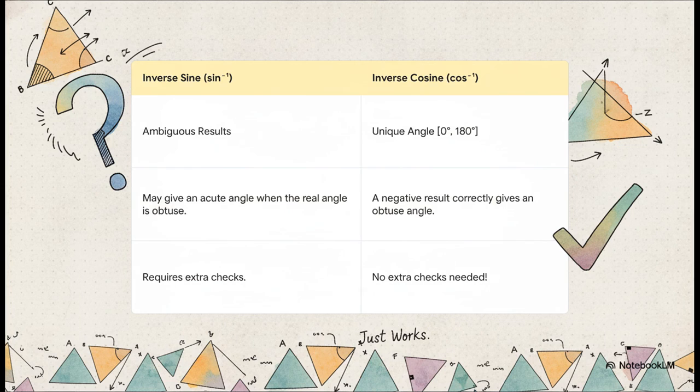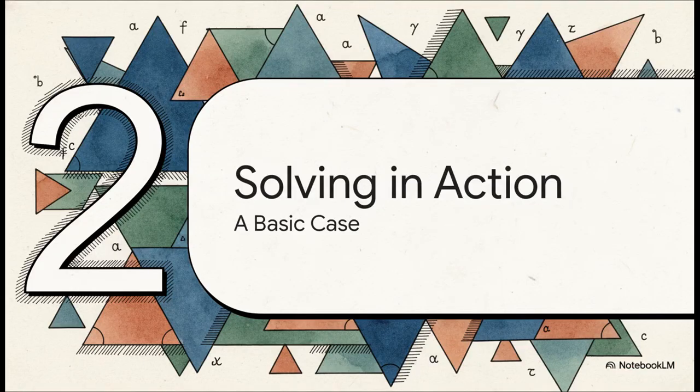So why is this so great? Well, think about when you use inverse sine. It can get kind of tricky, right? You might get an acute angle when the real answer is actually obtuse. It can be ambiguous. But inverse cosine, no way. It gives you one unique, correct angle between 0 and 180 degrees every single time. If the cosine value comes out negative, it tells you, hey, this angle is obtuse. No second guessing, no extra checks. It just works. Okay, enough talk. Let's get our hands dirty and see this formula in action with a nice, straightforward example.